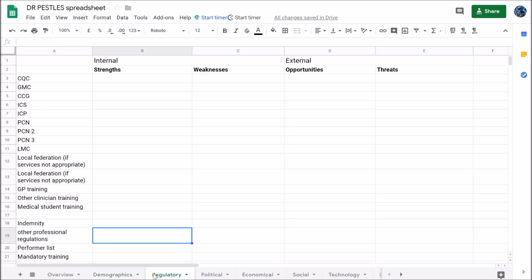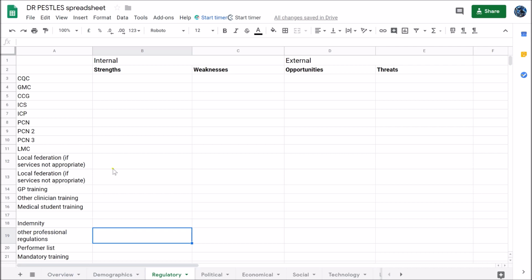The next part is regulatory, so the R in DR PESTLES. As you can see, I've got all the various acronym-based organisations that monitor, observe, and in some ways support us as well. I've also planned for some of the future features, including things like the ICS and the ICPs. That may obviously change over time, so at this stage, for some areas that may be set out, for other areas that may not be. And in terms of the implications they have, I've put multiple PCNs on there because I'm aware that some practices will be part of multiple PCNs. And obviously things like your local LMCs and local federations, if you're in one or two or whatever.